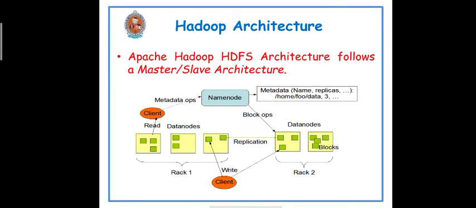Hadoop distributed file system is a block structured file system where each file is divided into blocks of a predetermined size. These blocks are stored across a cluster of one or several machines. Apache Hadoop HDFS architecture follows a master-slave architecture. Here, the master node means name node, and slave nodes mean data nodes. This is the architecture of HDFS.